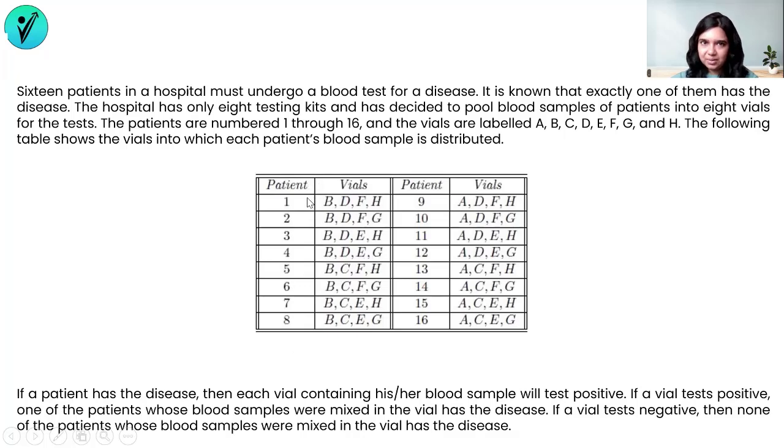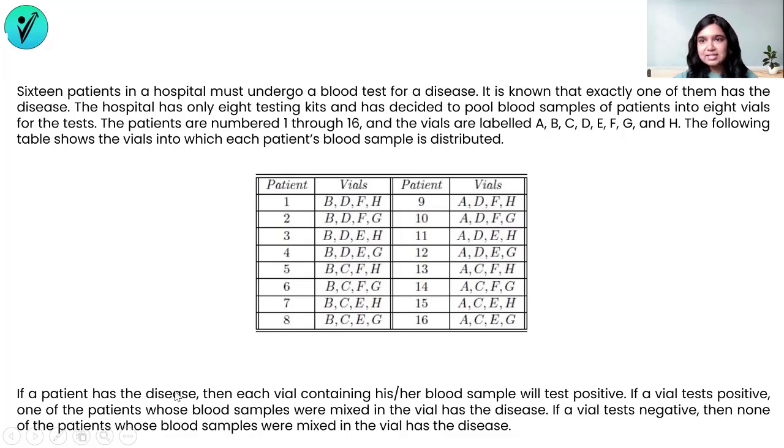So patient 1's blood has been taken and given in B, D, F, and H. Patient number 2's blood has been given in the vials B, D, F, and G, and so on and so forth. So the blood samples of each and every patient have been distributed in 4 vials across the 8. Now let's understand how the vials work.